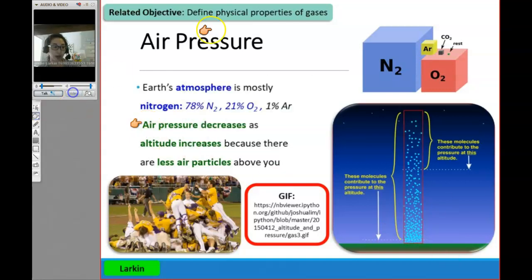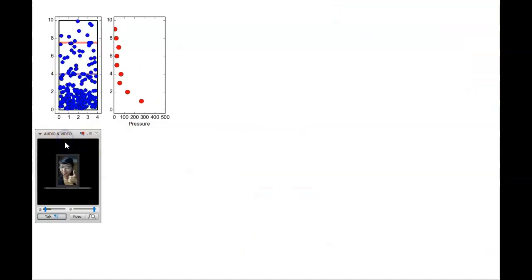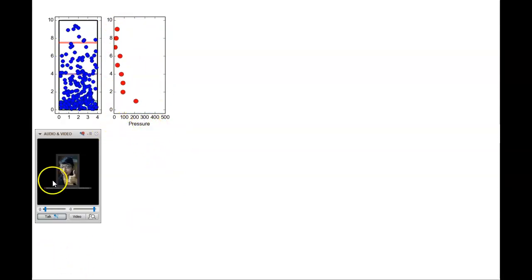I'm going to go ahead and pause this video. All right, so you can see here that below level 4 of the atmosphere, is there a lot of pressure or a low pressure down there? The pressure on the right shows you pressure, 100, 200. At the bottom, below level 4, is there a lot of pressure? Yes, there's tons of particles right there. They're squishing each other down. They're dogpiling on top of each other.